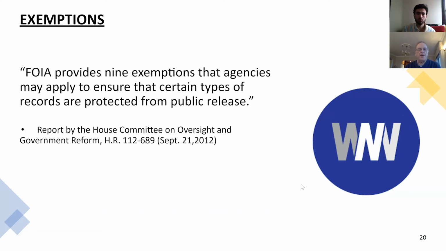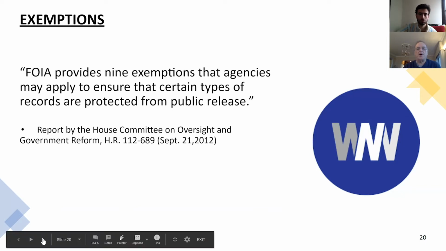And as I mentioned, there are specific exemptions, most of them are common sense. National security, confidential informant, trade secrets. They're all listed out, very fairly reasonable. Some agencies will hide behind the exemptions, and you have to appeal and sometimes take them to court. Next slide, please.